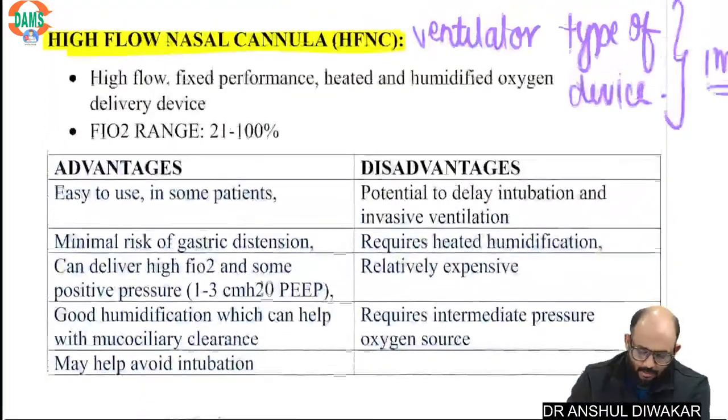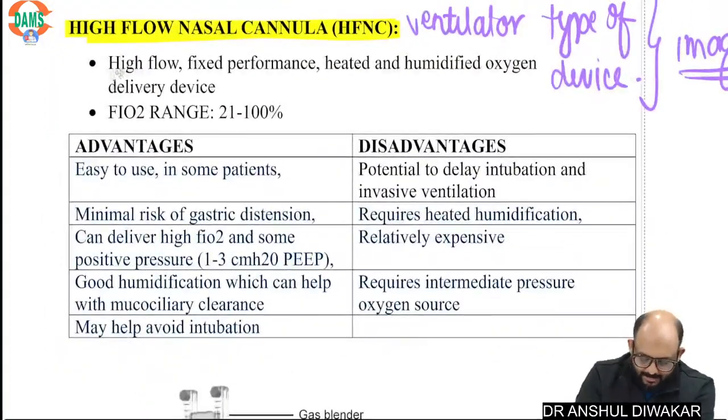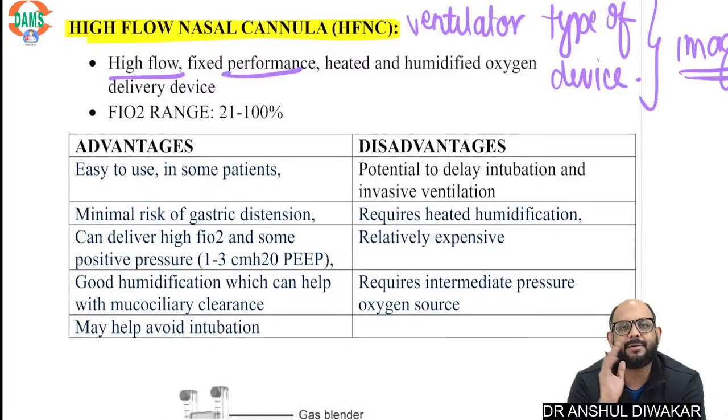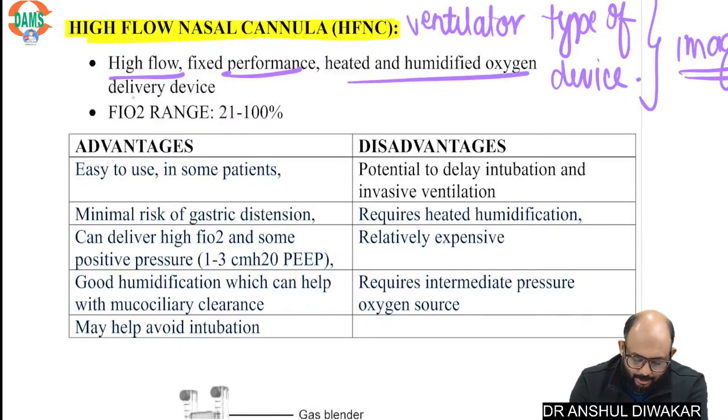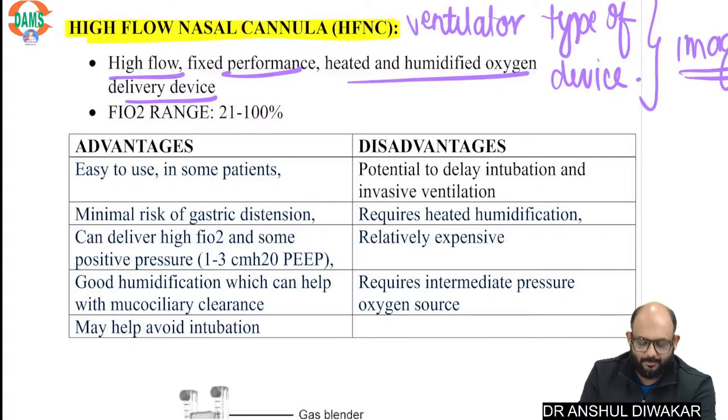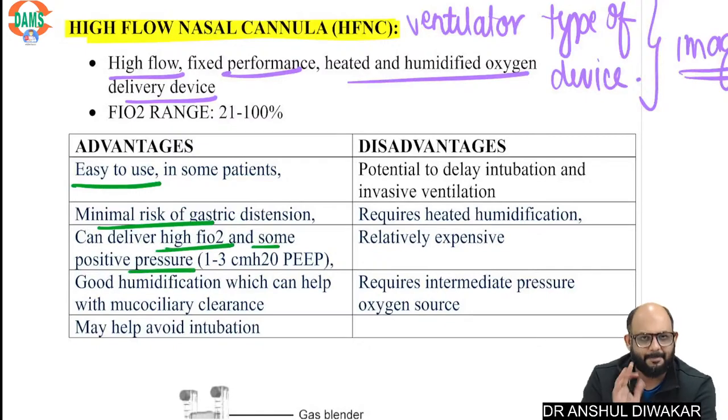All right. Now, what is so important is that it delivers high flow. That is what I told you, more than 15 liters per minute. Fixed performance, that means whatever FiO2 you have set, the patient will get that. Heated and humidified oxygen delivery device. Heated to body temperature 37 degrees Celsius, humidified to 99% humidification. What is the advantage? Easy to use in some patients. Minimal risk of gastric distension and can deliver high FiO2s with some PEEP.